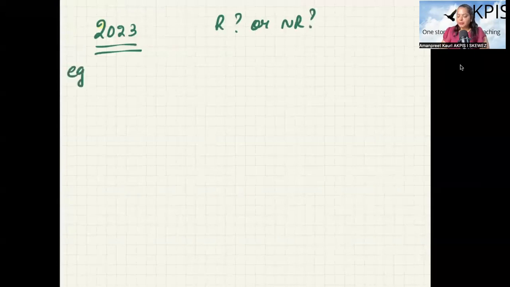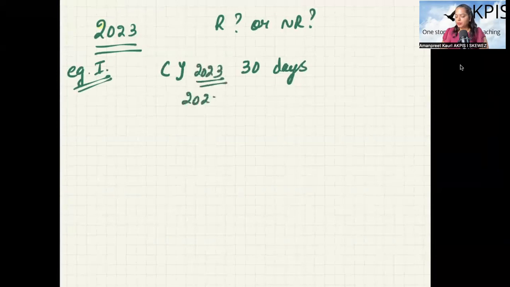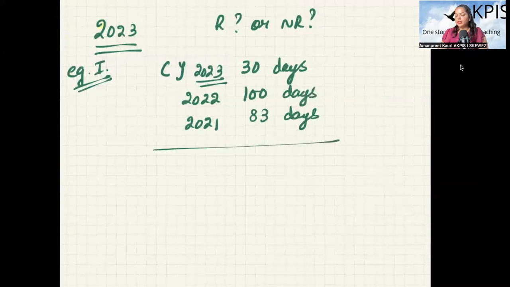Let's take example number 1. For example, if a person is there in the current year, 2023, for, let's say, 30 days. For 2022 and 2021, let's say he is there for 100 days and 83 days. So now, is the person a resident or a non-resident?